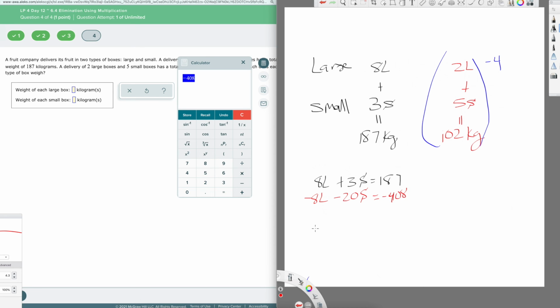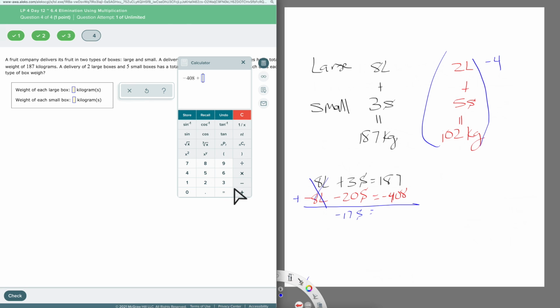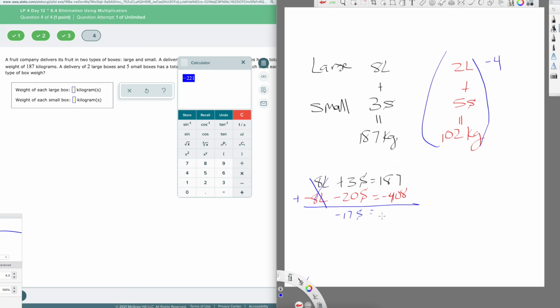So now these match, but they're opposites, which is exactly what we wanted to happen. I can add straight down. 8 plus negative 8 cancels out. 3 minus 20 will get me negative 17S. And then let's go with this: I'm doing this a little backwards. It's negative 408 plus 187, so I'm going to end up with negative 221.